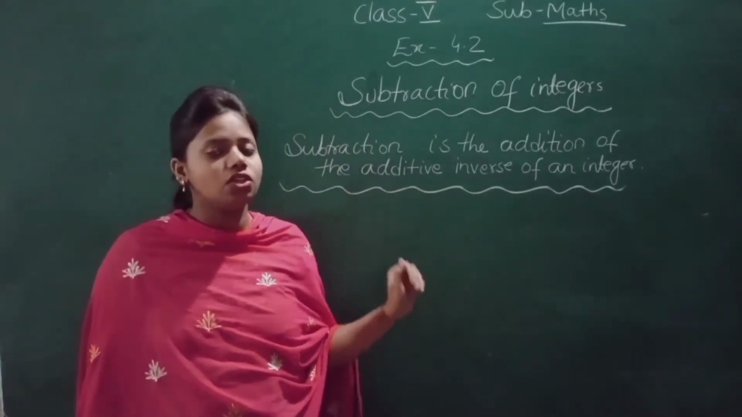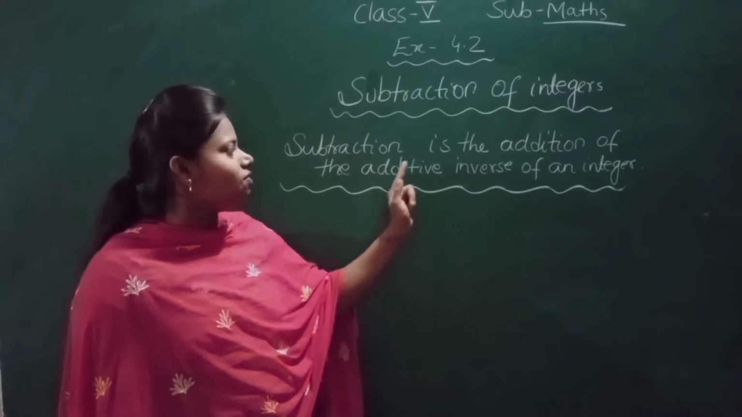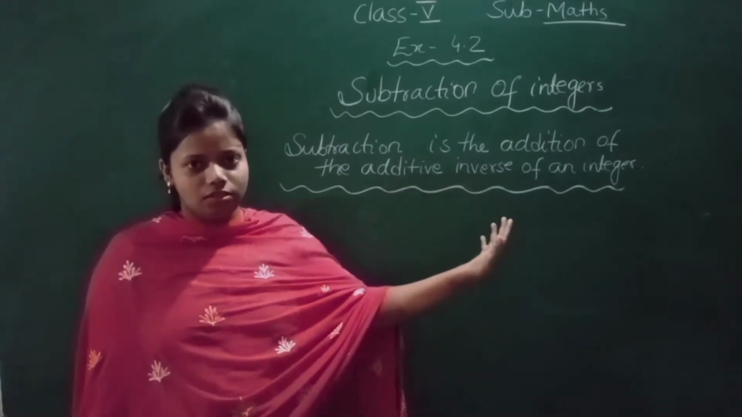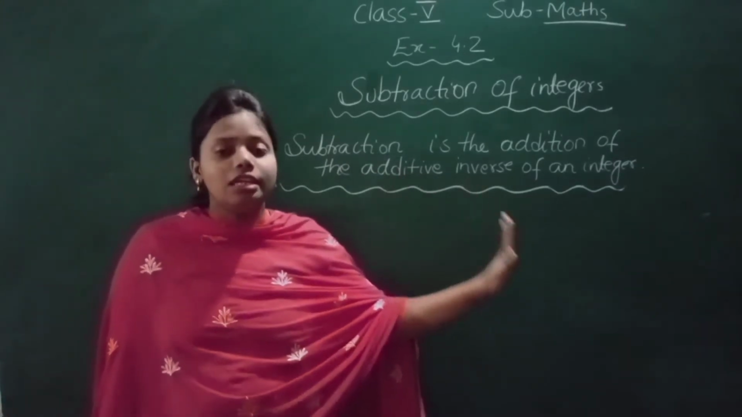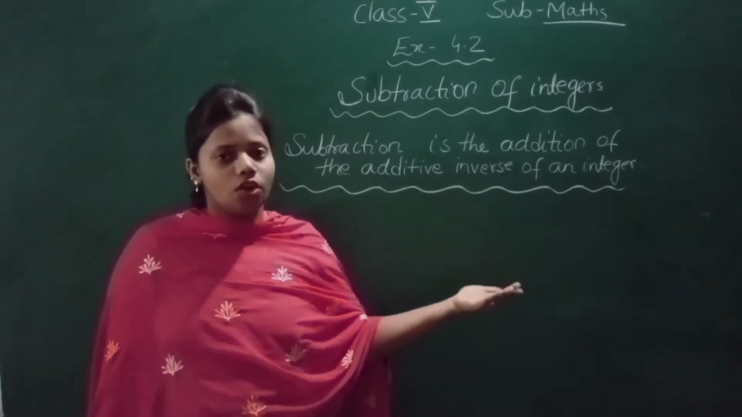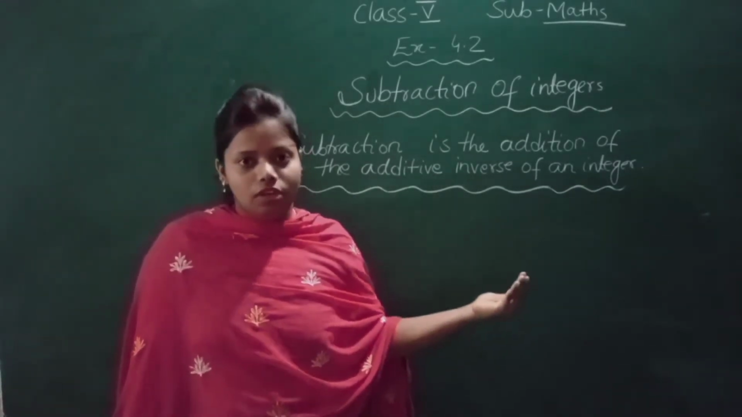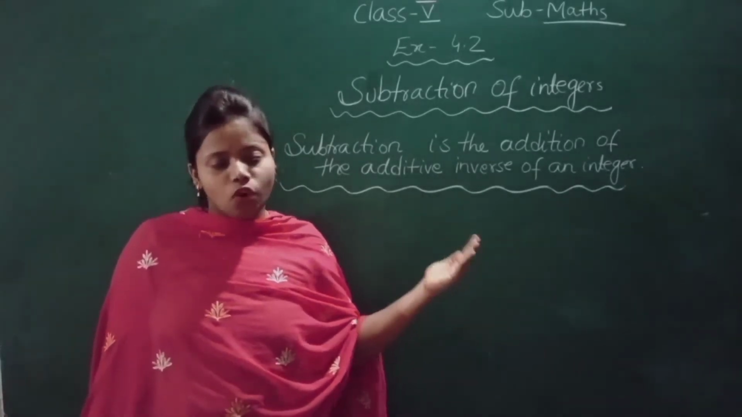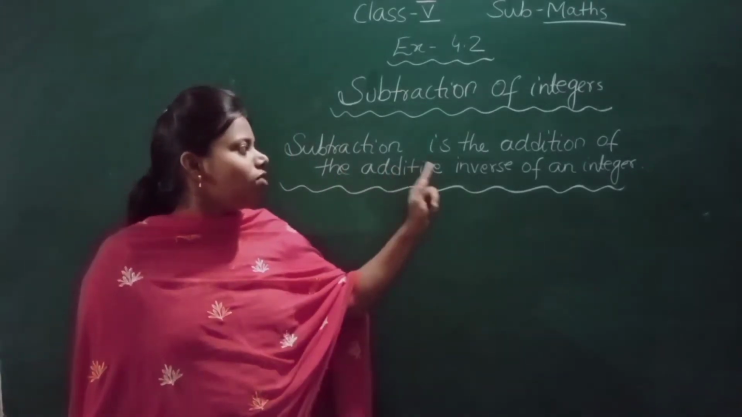We are going to learn the subtraction of integers. Subtraction is the addition of the additive inverse of an integer. So what is subtraction? Subtraction is the addition. And now what? It is the addition of the additive inverse of an integer. Now what is this additive inverse? Additive inverse means the opposite of the integer. Whatever integer is given, we will write the opposite of it. And what we will do? We will apply the rules of addition. I have taught you the rules of addition, so we will apply that. So subtraction is the addition of the additive inverse of an integer.